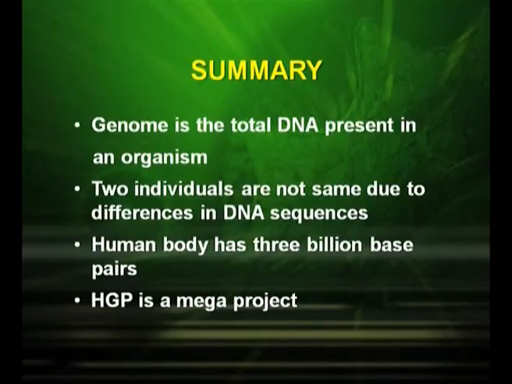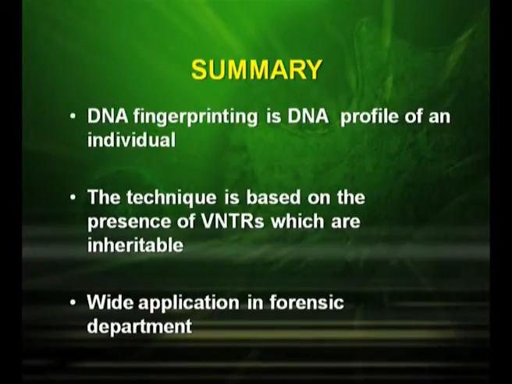So, let us summarize the topic that we have studied just now. Genome is the total DNA present in an organism. Two individuals are not the same due to differences in DNA sequences. The human body has 3 billion base pairs. HGP is a mega project. DNA fingerprinting is the DNA profile of an individual. The technique is based on the presence of VNTRs, which are inheritable. It has wide application in the forensic department.